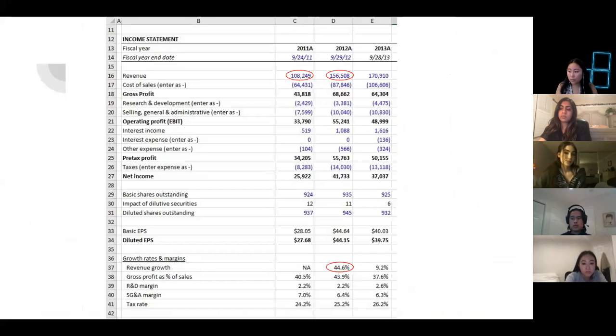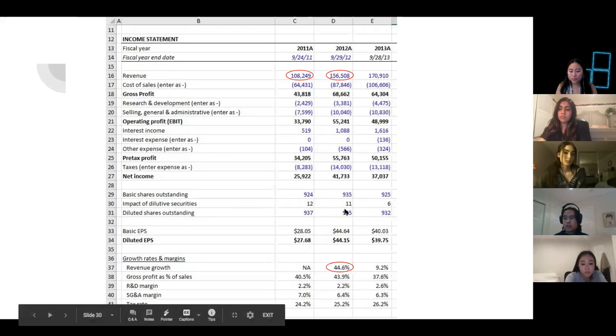So we have revenue here, and we just wanted to do a little bit of percentages. One thing that's good to highlight is the revenue growth from year to year. And here, if you just do 156 minus 108 divided by 108, that's 44%. It's just percentage change.